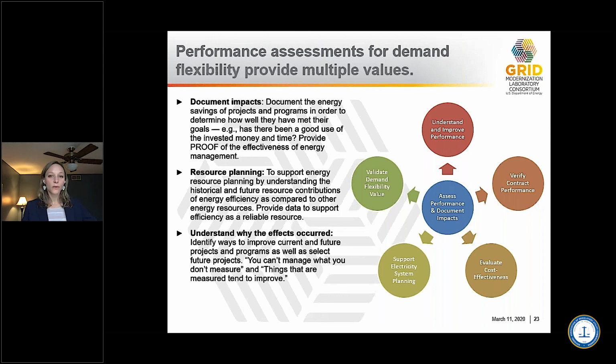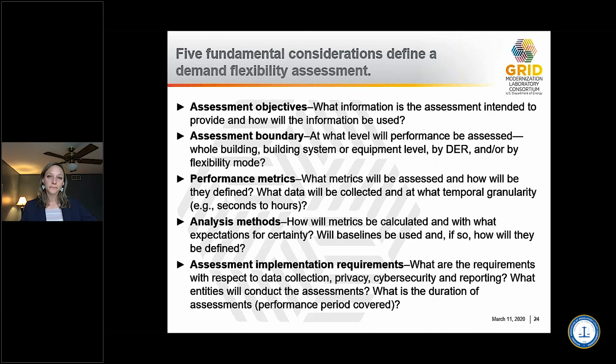And we can go on to the next slide, slide 23. Performance assessments of demand flexibility can serve several purposes for building owners, for grid operators, and state and local governments.